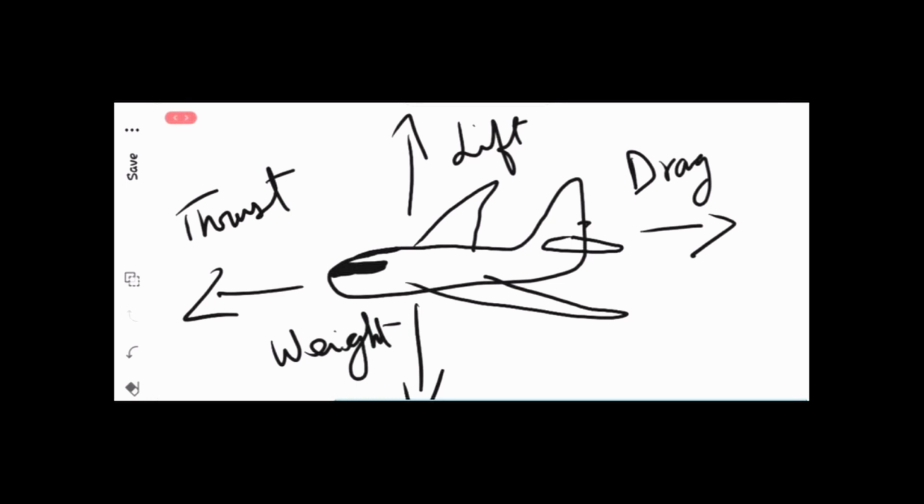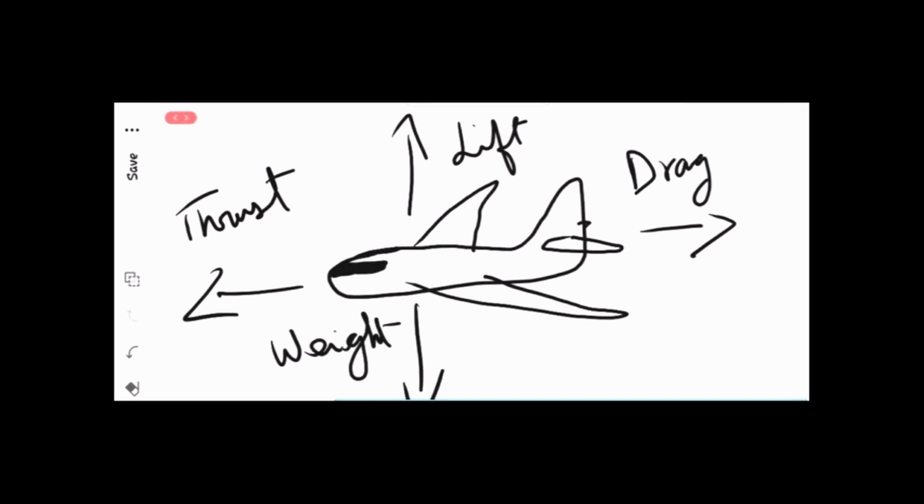So there are four main forces on an aircraft. These forces allow an aircraft to take off, cruise and land, or you can say ascend, cruise and descend. When describing these forces, we have to consider magnitude and the direction. So there are four forces.